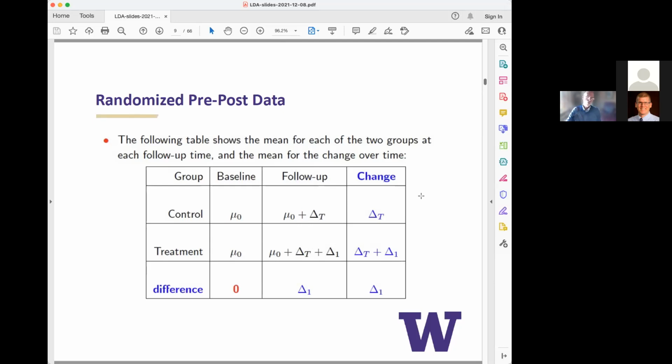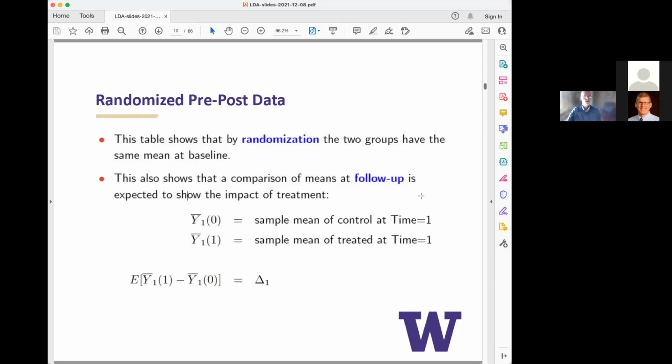Okay, so that's the basic data. It makes really one and only one assumption, which is randomization is independent of baseline. So it shows by randomization the two groups have the same mean. It shows we could use the means at follow-up. This is what I was really just saying to annotate that. We could take the sample mean now.